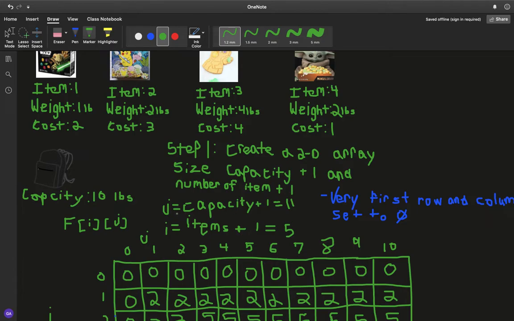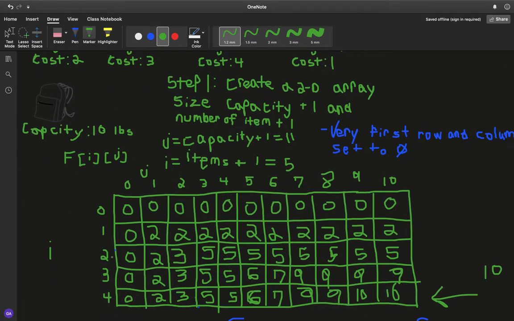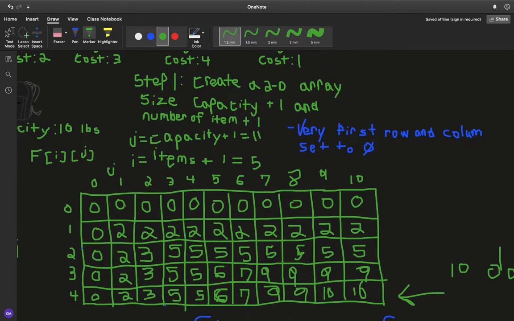As you can see here, j, which is this top row, is the capacity plus 1, which would be 11. As you can see, 0 through 10 makes it 11. And then right here on the side is the items plus 1, which is 0 through 4, which is 5. And you want to fill this first column and first row up. You want to set it all to 0.